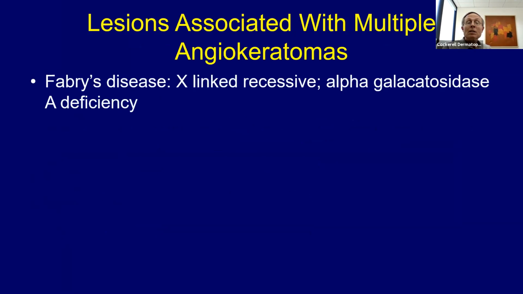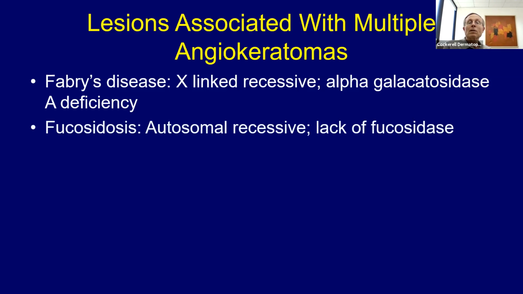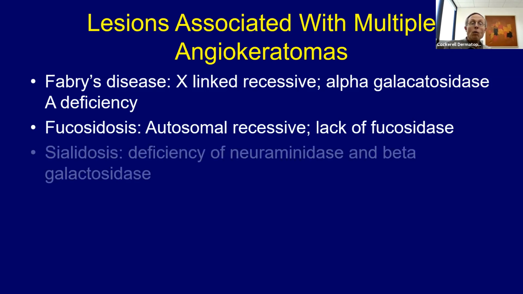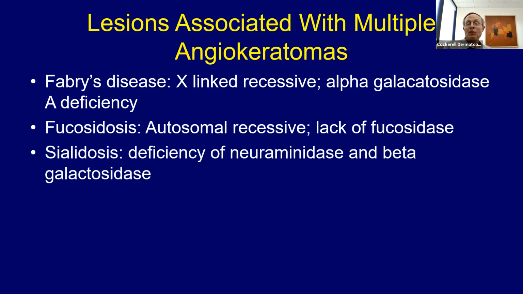So Fabry's, which is alpha galactosidase deficiency, not gangliosidosis. It's X-linked recessive. That's the most common one. That's the one that we've heard of since I was in medical school. That's the one that they've known about the longest. Fucosidosis, autosomal recessive, lack of fucosidase. It's another one. Sialidosis, that's where you get a deficiency of neuraminidase and beta-galactosidase. That's the one that you're kind of talking about there, the GM2 gangliosidosis. So anyway, just remember that there's not just one disease, there's 3, and there may even be more.